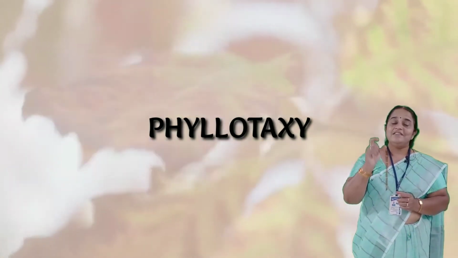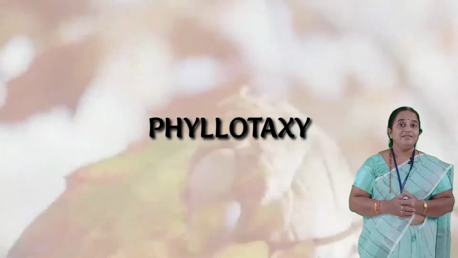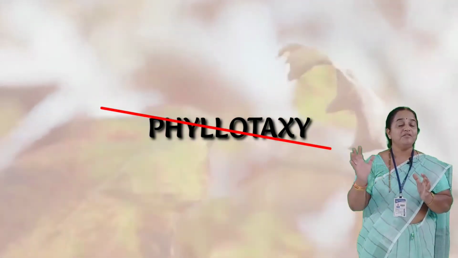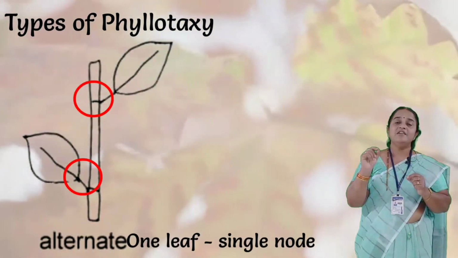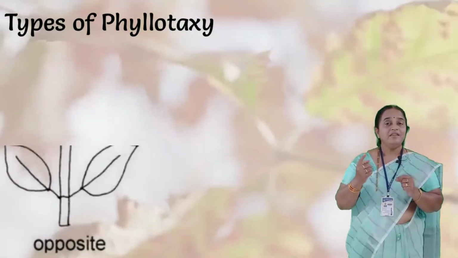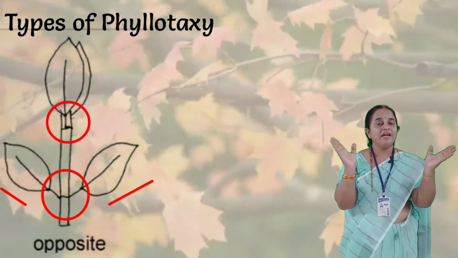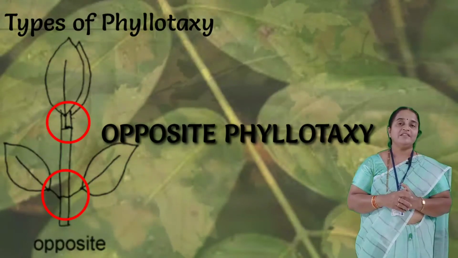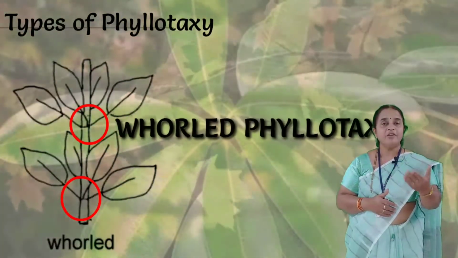Phyllotaxy. This carries 3 marks weightage, but this year this part is not for the final exam. But you can remember this, that phyllotaxy is of 3 types. If only one leaf develops from a single node, we call it alternate phyllotaxy. When 2 leaves arise from a single node in opposite direction, it is opposite phyllotaxy. And if many leaves arise from a common node, it is whorled phyllotaxy.